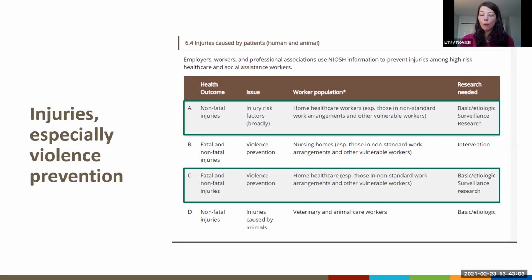So the first one was slips, trips, and falls. So we go to traumatic injury and we see that it's injuries, but especially violence prevention. And we see a couple of places where home healthcare workers are specifically called out in terms of just injury risk factors more broadly, and then also violence prevention. And so I would say, if you hadn't already been considering violence prevention, maybe you should think about it. Maybe that should be part of your intervention, because it's a really important issue. These workers are going into people's homes where emotions are often running high. People are very sick. They need a lot of help. Maybe that's something to consider.